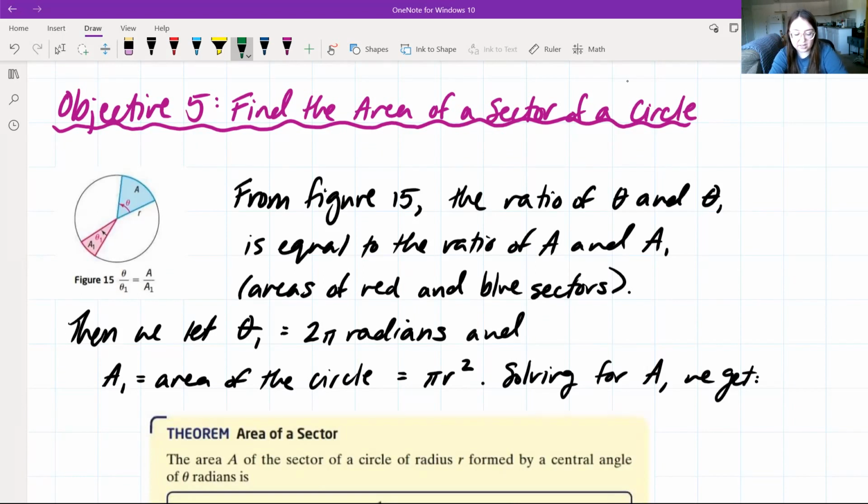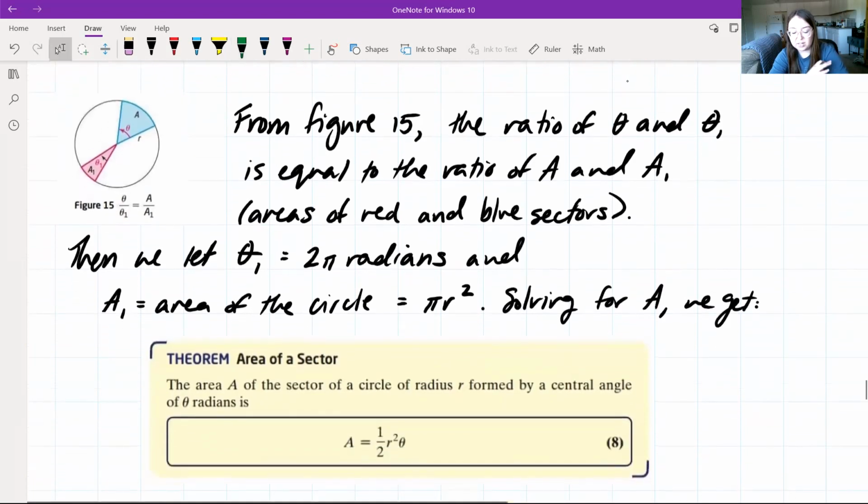So from figure 15, which we're looking at here, the ratio of theta and theta 1 is equal to the ratio of A and A1, areas of red and blue sectors. So theta 1 and A1 are red, theta and A are blue. We then let theta 1 be equal to 2 pi radians and A1 be equal to the area of a circle, which is equal to pi r squared. Then if we solve for A, we're now going to get the equation for the area of a sector.